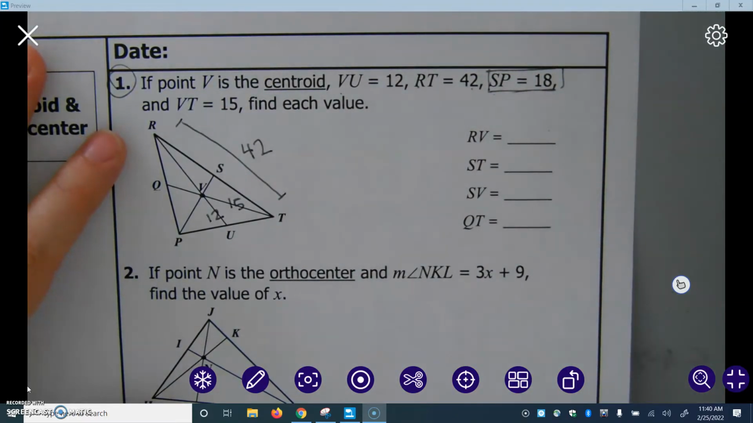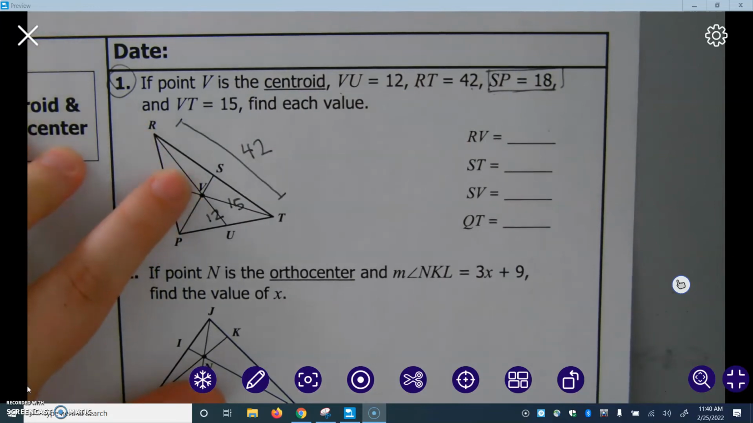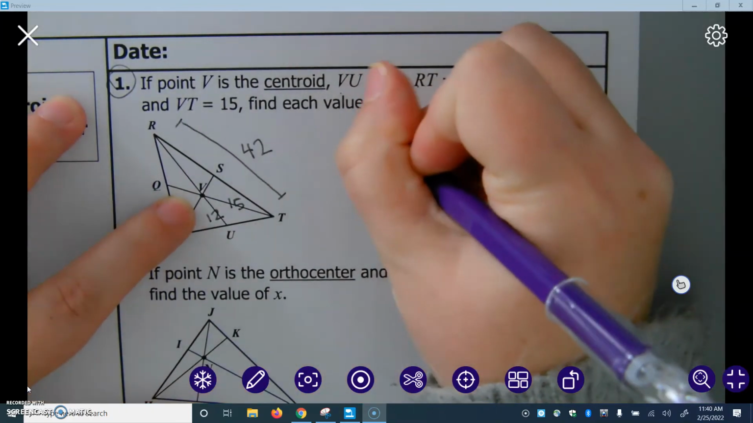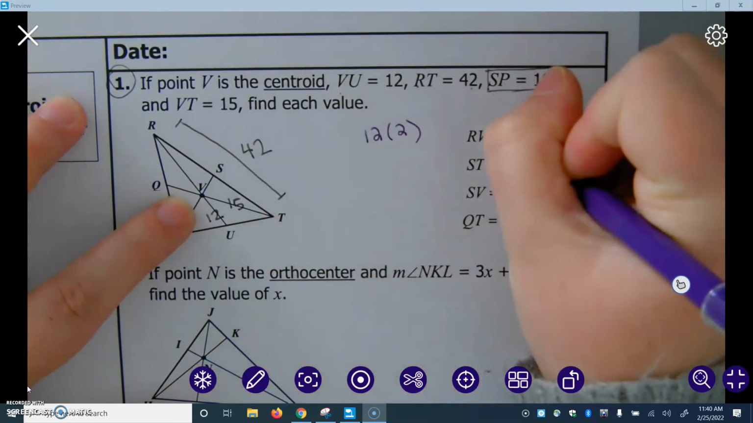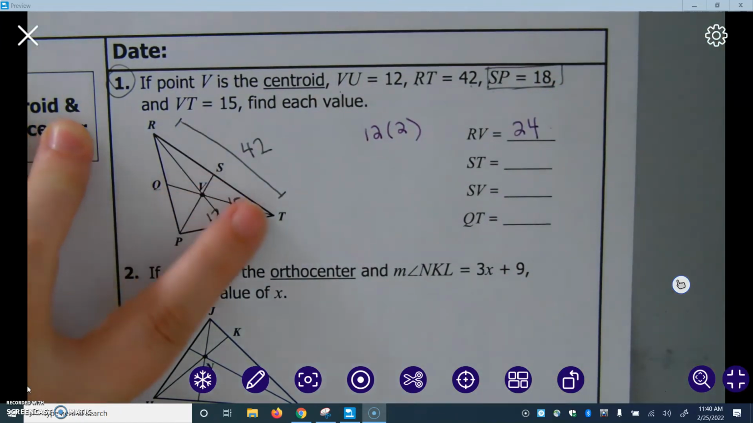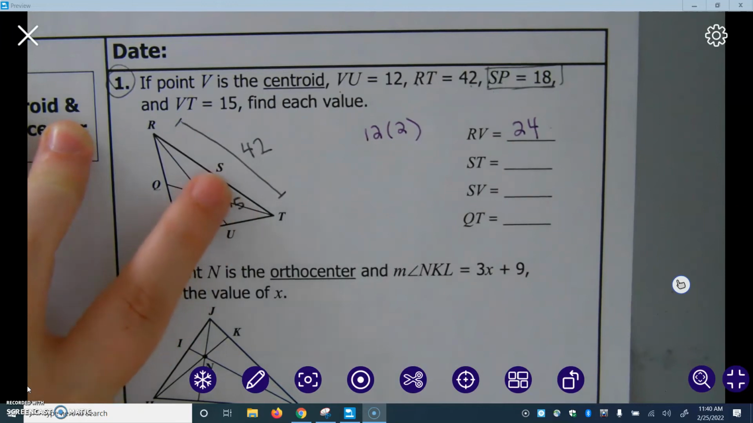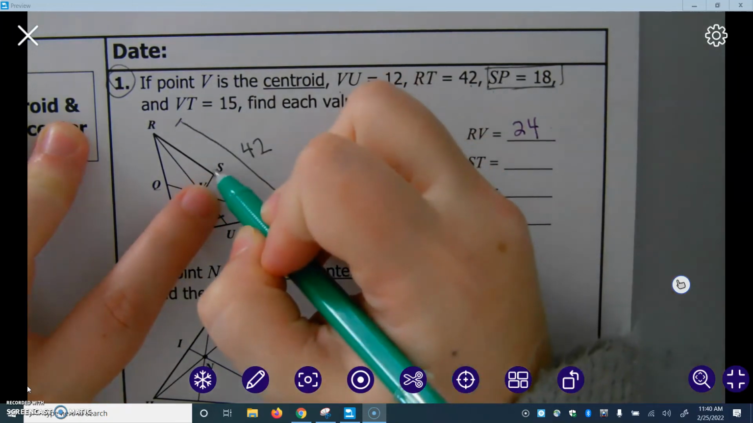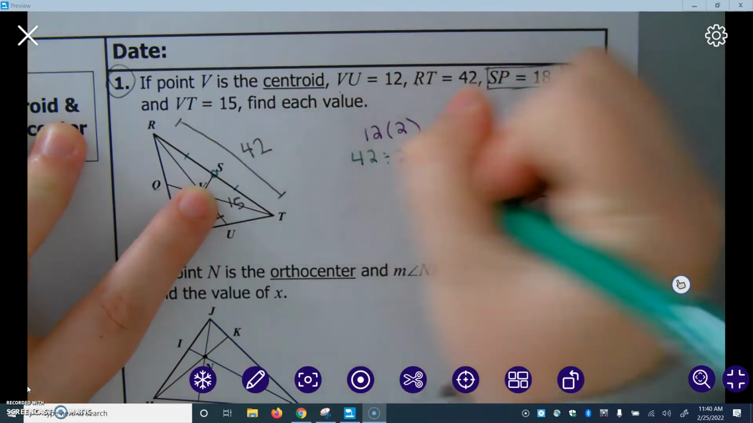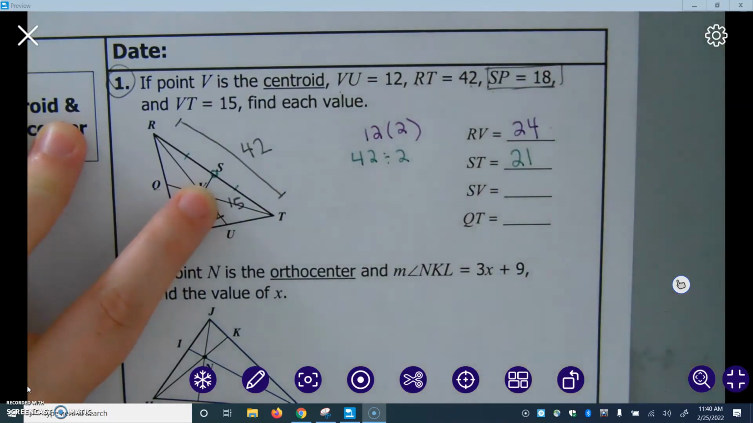So let's find RV first. What do you think the distance is from R to V? 12 is the little piece. So 12 times 2 is 24. What do you think it is from S to T? S is the midpoint. So if I do 42 divided by 2, I get 21.